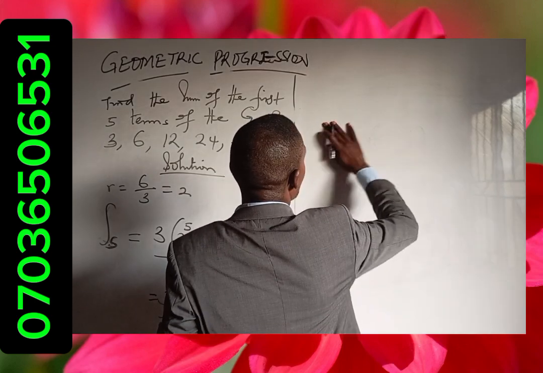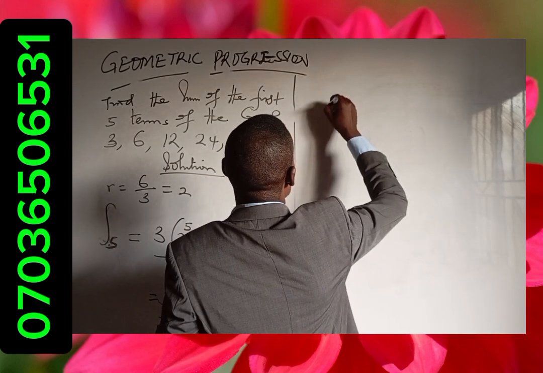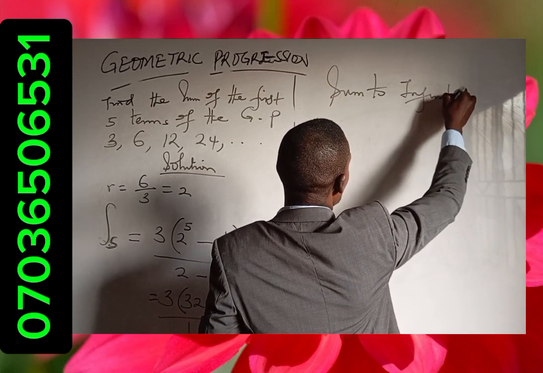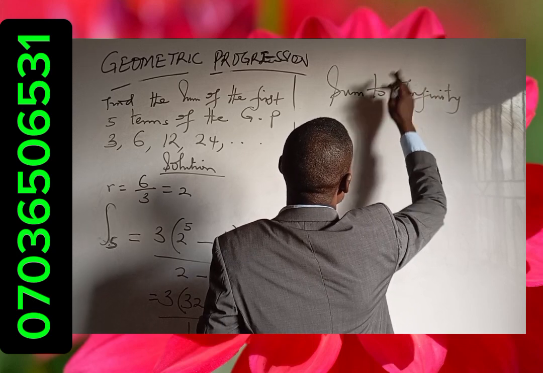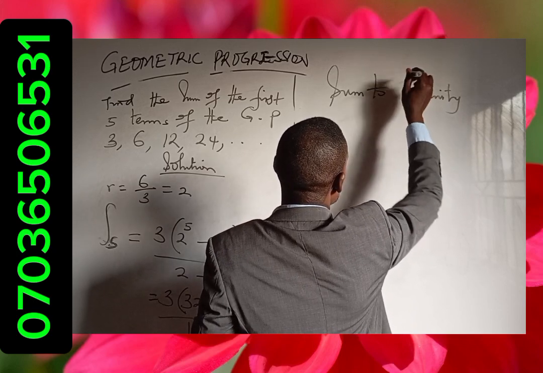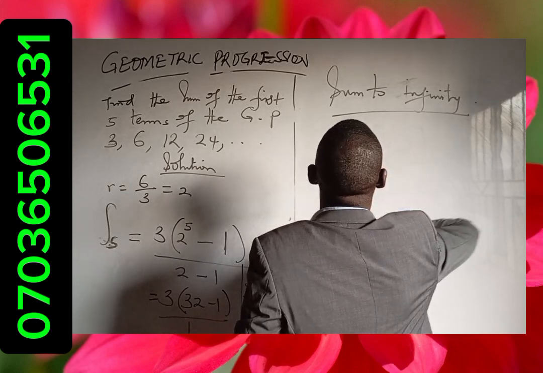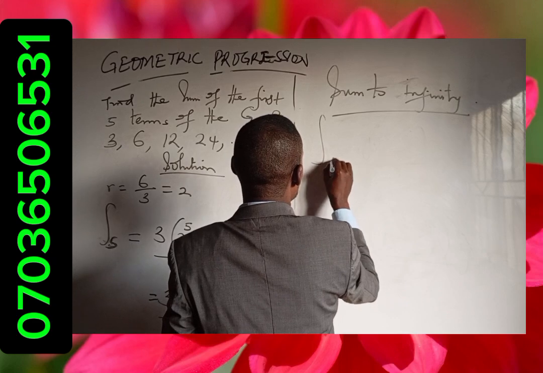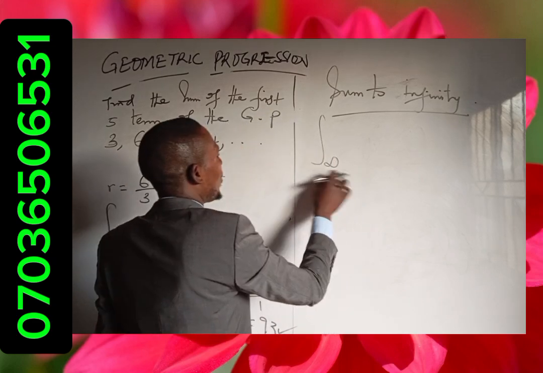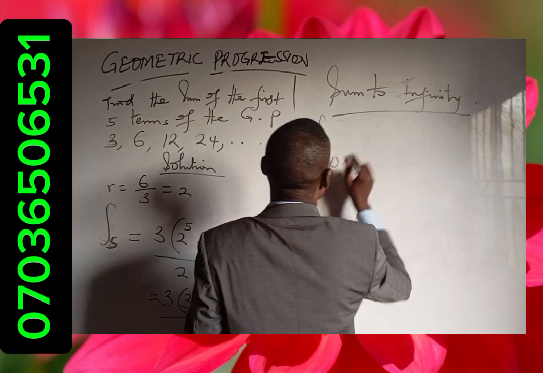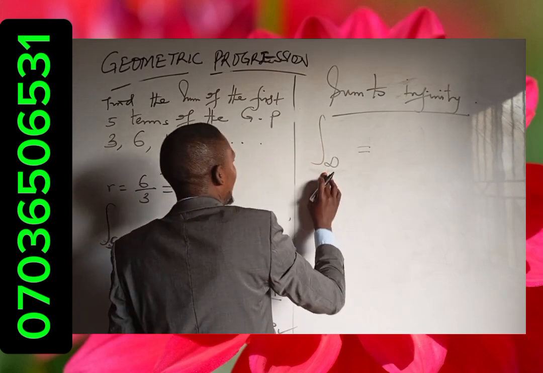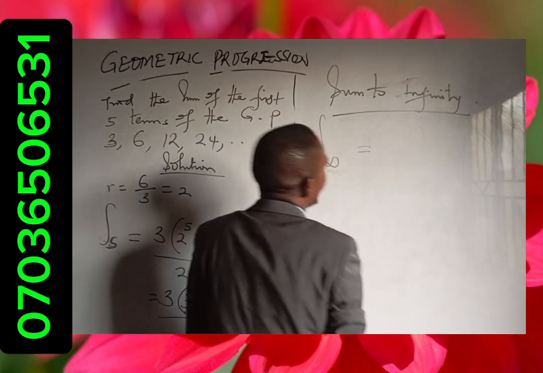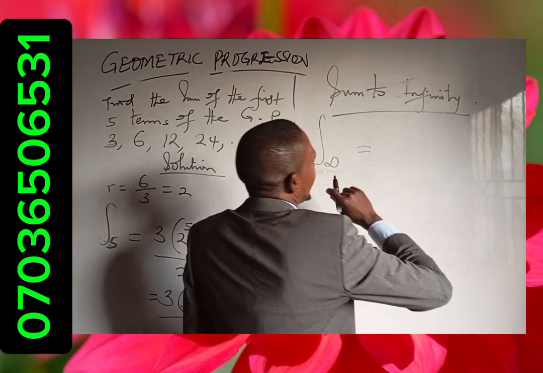So another one is sum to infinity. Sum to infinity of any GP is given by S dumbbell. This symbol is called dumbbell, a symbol for infinity. We use it to denote infinity, and we use it to denote an undefined expression.